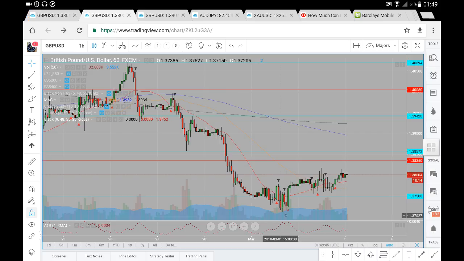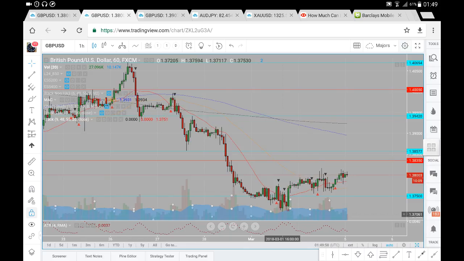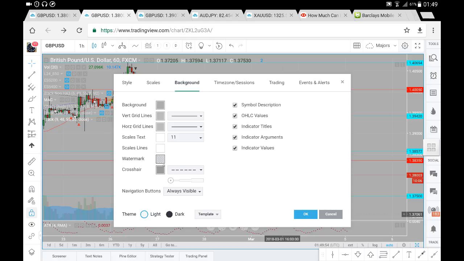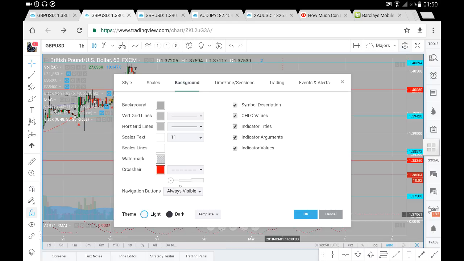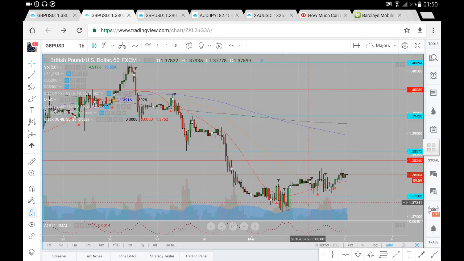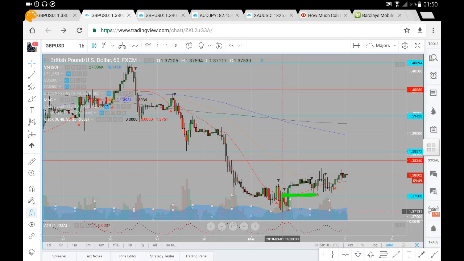37.50, traded as low as, why isn't that showing? Just bear with me a second here. I'm just going to change the crosshairs so I can actually see them on this grey chart. Now, we traded as low as 37.11. So we traded quite a bit below this 37.50.